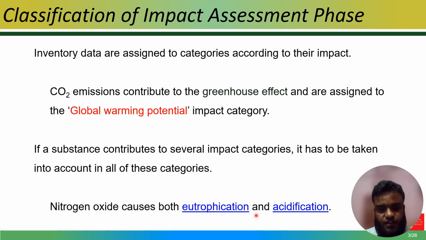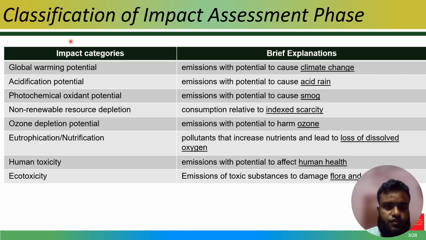Eutrophication is another impact category. Acidification is another impact category, and these are caused because of nitrogen oxide. CO2 mainly is responsible for global warming potential. That's why CO2 is generally classified under the global warming potential category. We will discuss a little bit more in the next few slides. So this is the classification of impact assessment. Very important slide to understand.